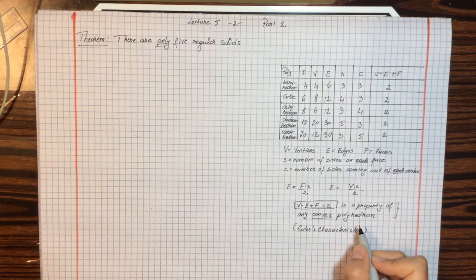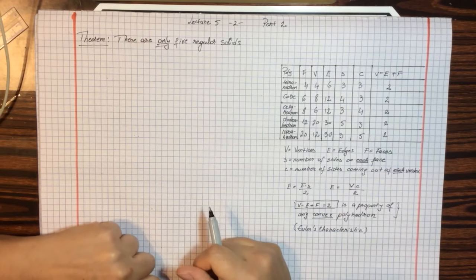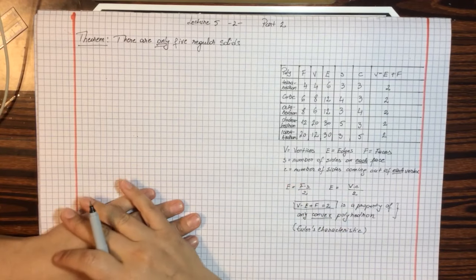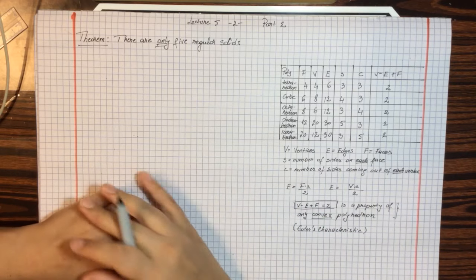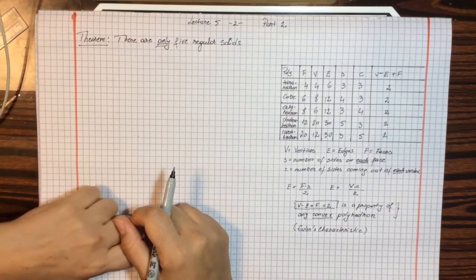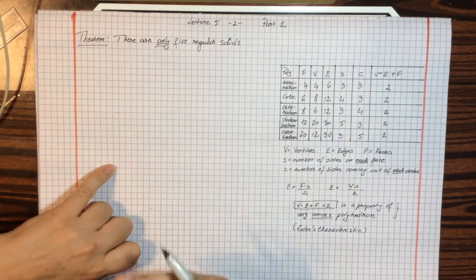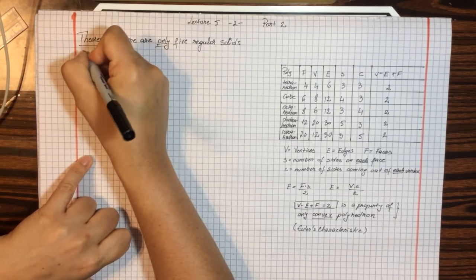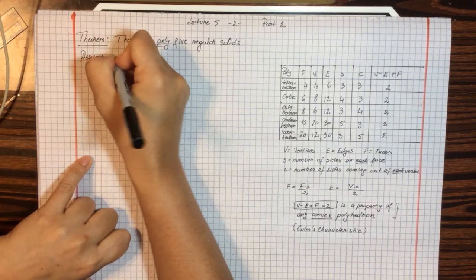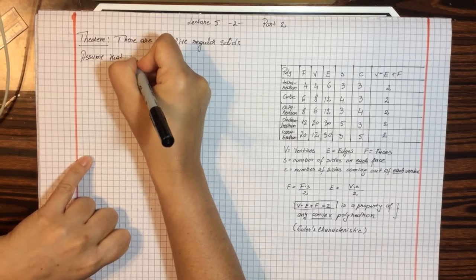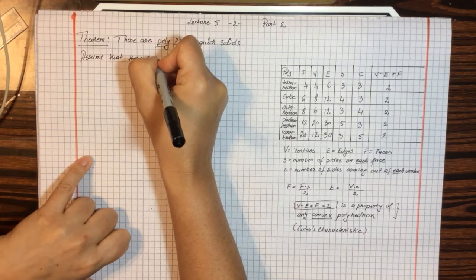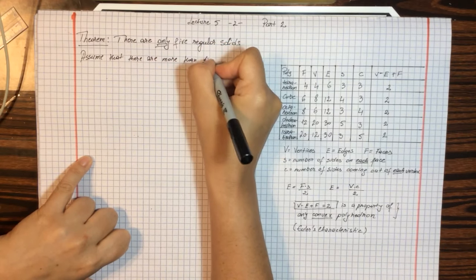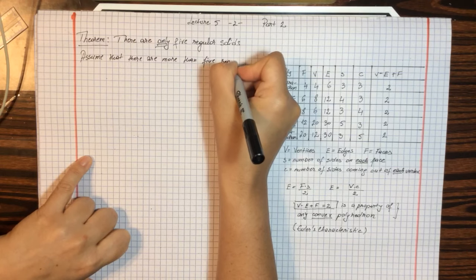So why are there only 5 and no more? We shall proceed here by contradiction. So let's assume that there are more than 5 regular solids. So at least there is one more. Let's assume that.